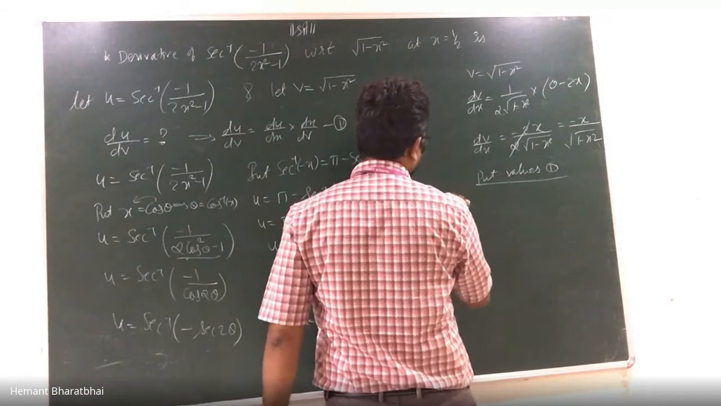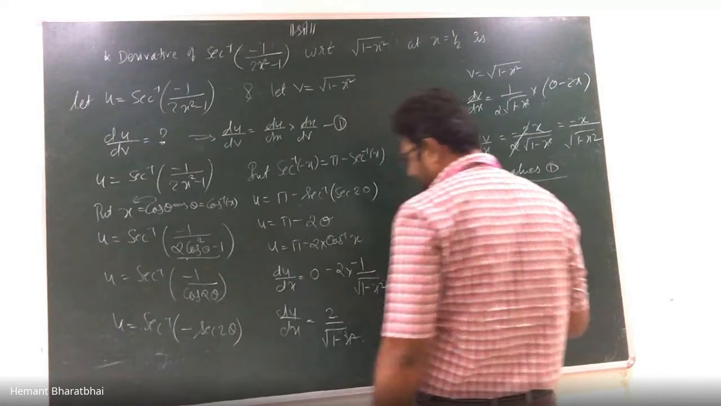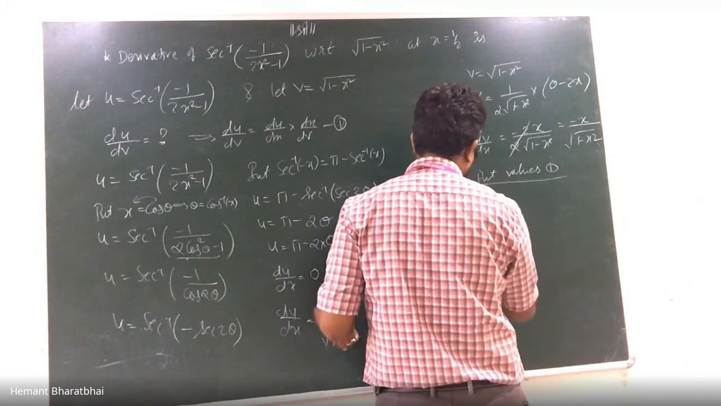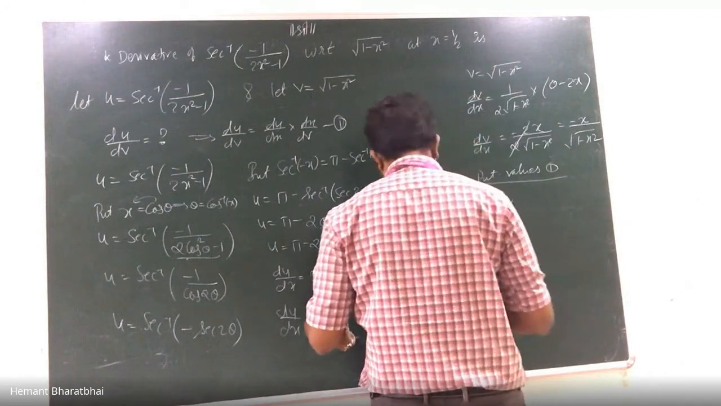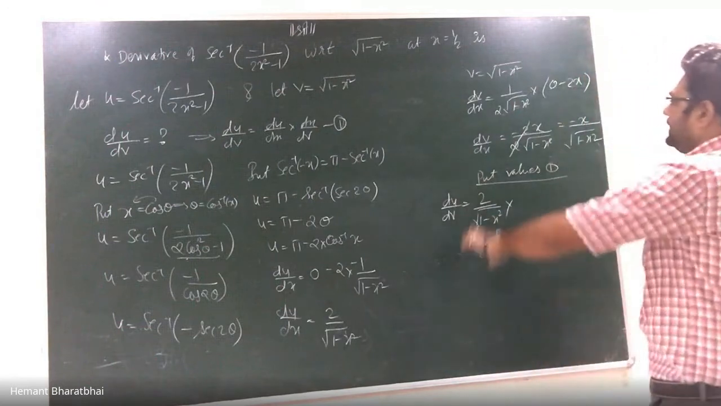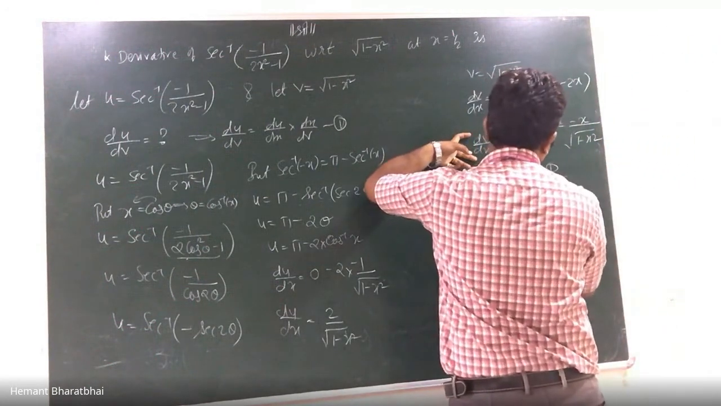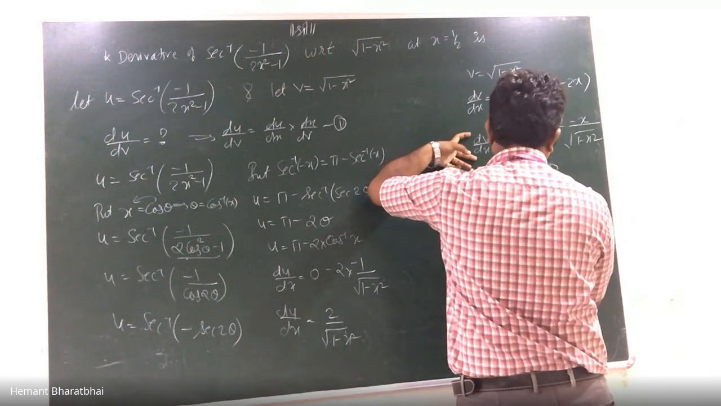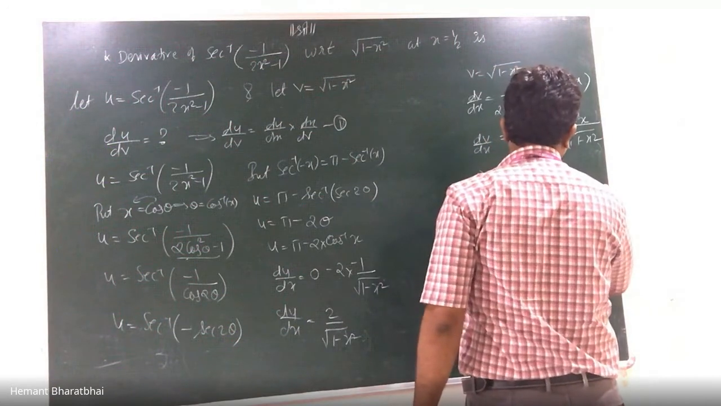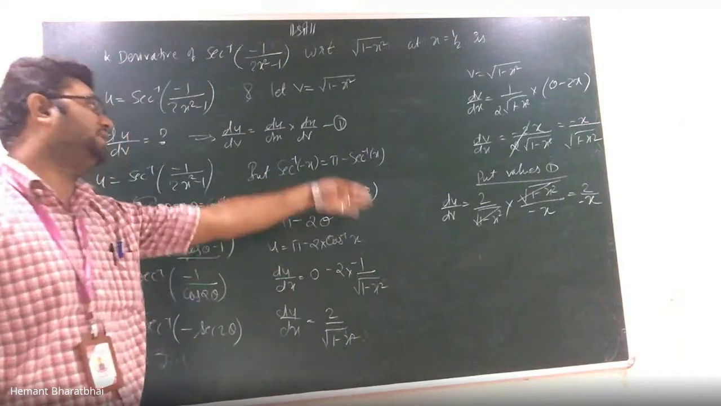Therefore I'll get du by dv is equal to du by dx. Du by dx is this, 2 upon under root of 1 minus x square, and then dx by dv. I have dv by dx, so I will have to write the reciprocal of this. So that will become under root of 1 minus x square upon minus x. So under root of 1 minus x square will get cancelled. So I'll get 2 upon minus x. So I got the value of du by dv.